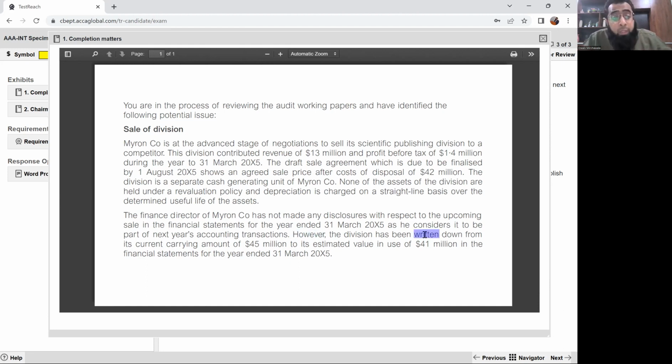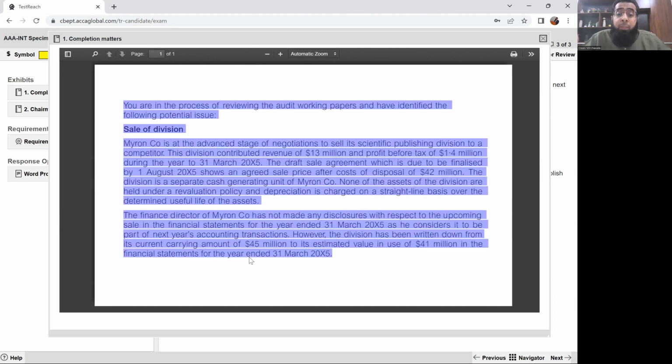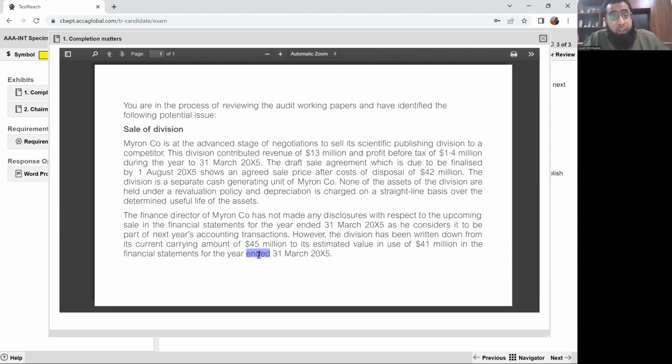However, the division has been written down from its current carrying amount of $45 million to its estimated value in use of $41 million in the financial statement for the year ended 31st March 2005. This is also wrong. As per IFRS 5, when an asset is classified as held for sale, we have to ignore value in use. Okay, we have to write it down to sale proceeds after cost of disposal. So it should have been written down to $42 million rather than $41 million.